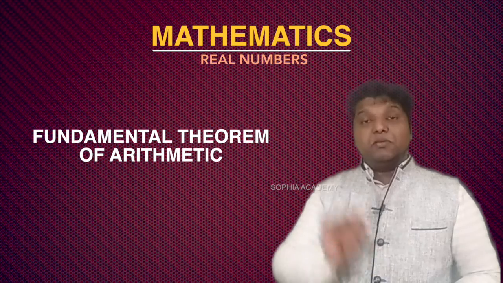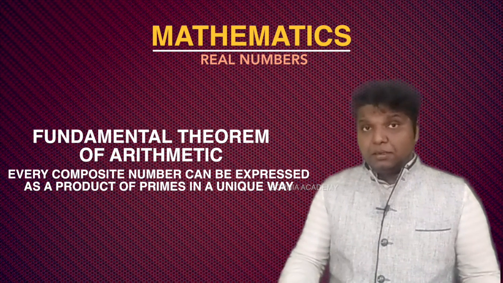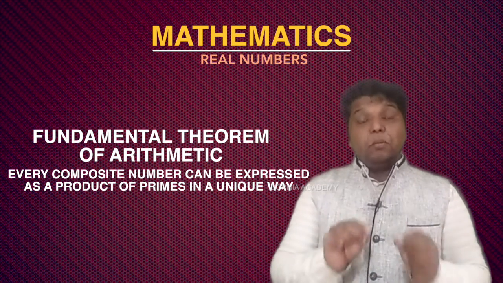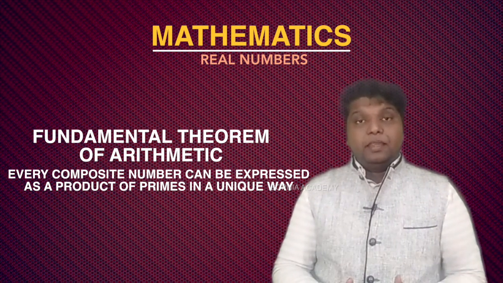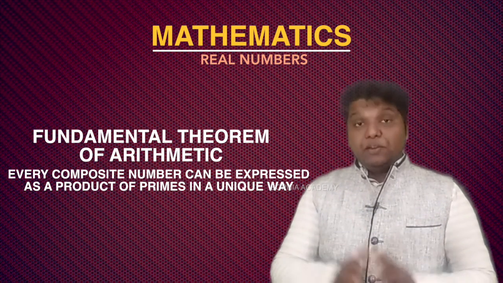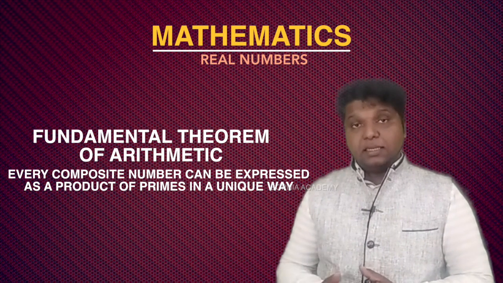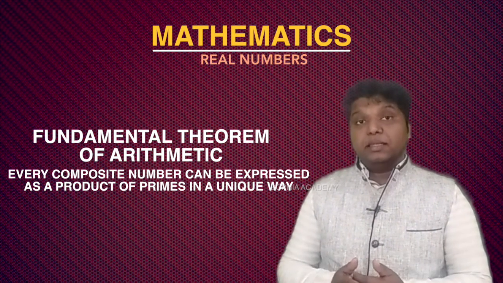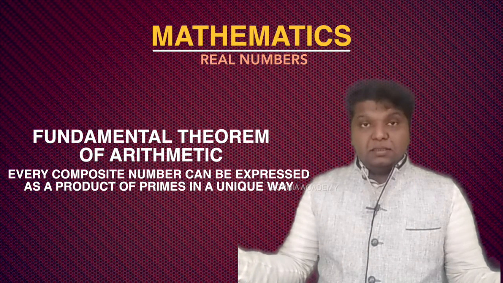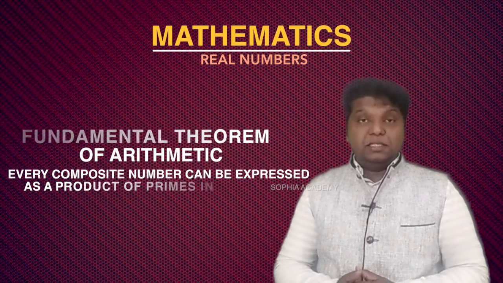The fundamental theorem of arithmetic means every composite number, it may be any number, but it should be composite, that's it. If you're taking a composite number, that composite number can be expressed as the product of primes. If you're factorizing it, you will get the multiples, right? And if you're multiplying all the prime numbers together, that will be a composite number.